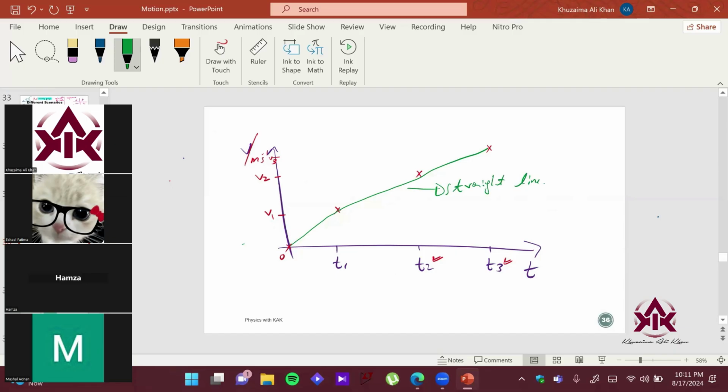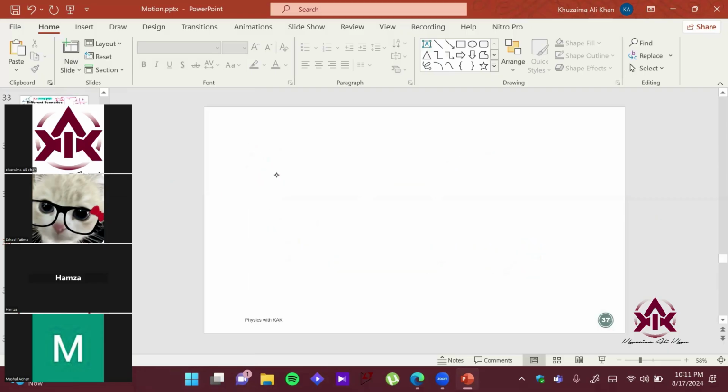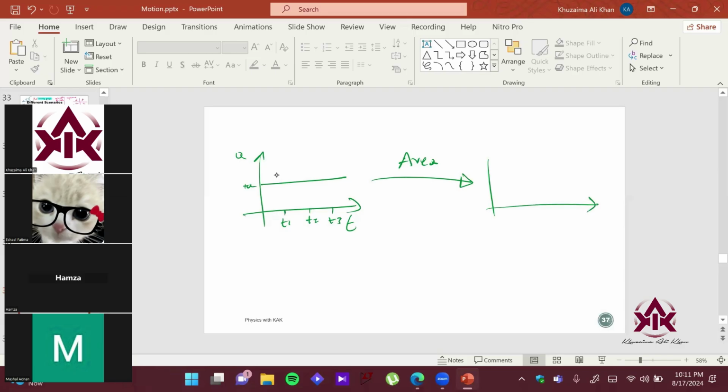Okay. So again, if I give you a summary of the process, what we did is, you're given this acceleration time graph, right? This was a constant. So you found the area at different points. You found the area at T1, at T2, at T3. This was the value of plus A, and you got the velocity time graph, which is coming out to be a straight line, right? And this is T1, this is T2, and this is T3, right?